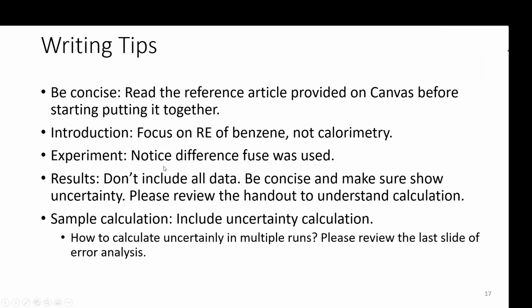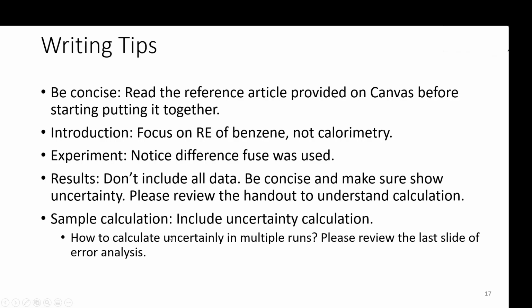In the experiment section, pay attention to what type of fuse was used, okay, compared to the experiment handout. In the experiment handout, you will see the iron fuse is used. And in our case, we use cotton fuse, okay? Pay attention to those details. In the results section, again, do not include all data. Be concise. If you have a literature article, read it, and you'll see you don't need to put everything you have analyzed in your results section. You can put most of them in the appendix.